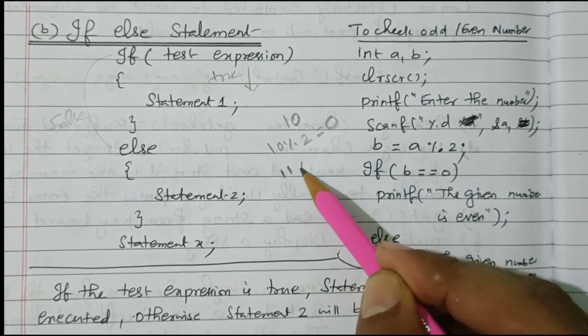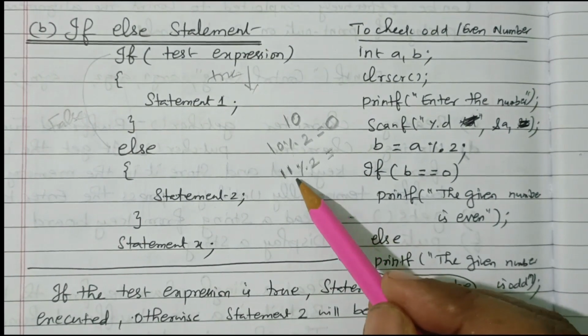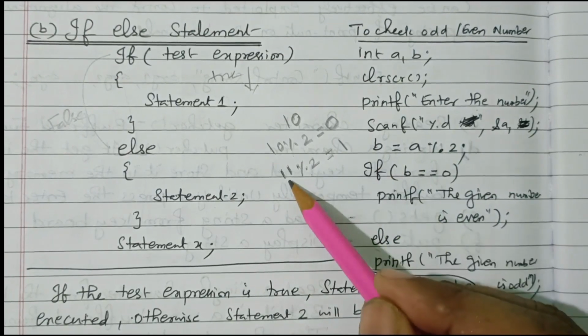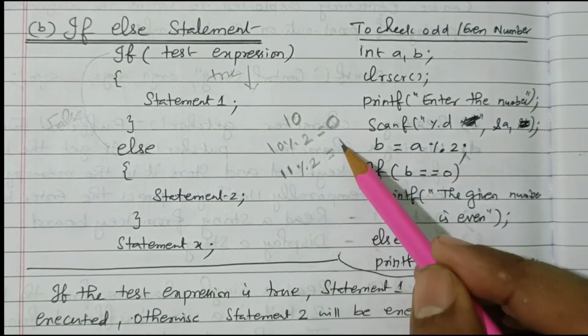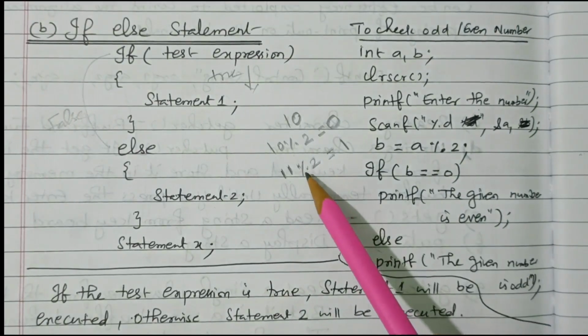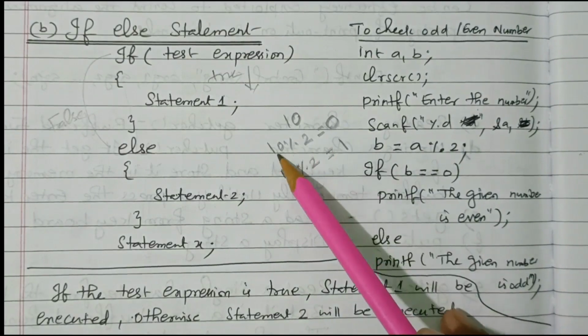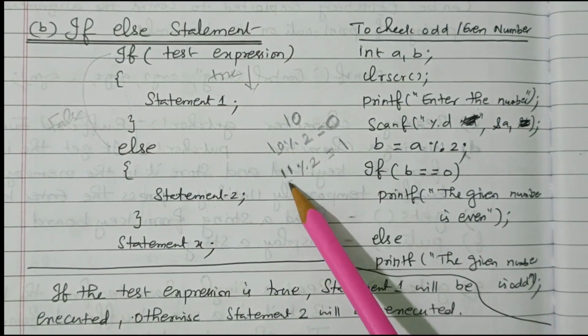Suppose the number is 11 percentage 2. It will divide the number, and if any remainder is there, it will return it. So it will return 1, right? 11 divided by 2 goes 5 times, 5 into 2 is 10, and the remainder will be 1, right? So from this we can easily identify: if the remainder is 0, the number is even; if the remainder is 1, the number is odd, right?